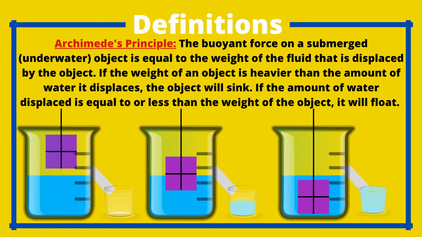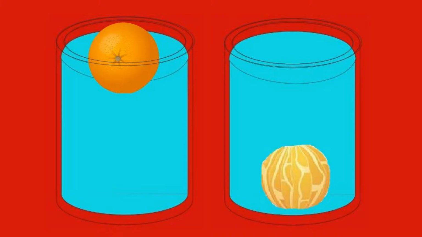Archimedes' principle: the buoyant force on a submerged or underwater object is equal to the weight of the fluid that is displaced by the object. If the weight of an object is heavier than the amount of water it displaces, the object will sink. If the amount of water displaced is equal to or less than the weight of the object, it will float. An orange with the peel is heavier than an orange without the peel.